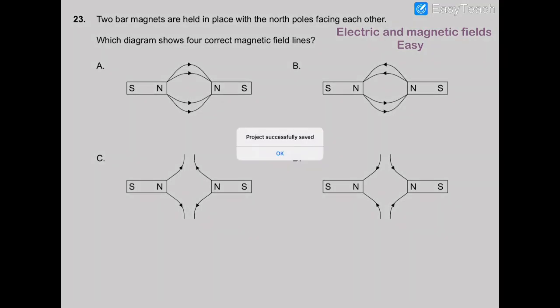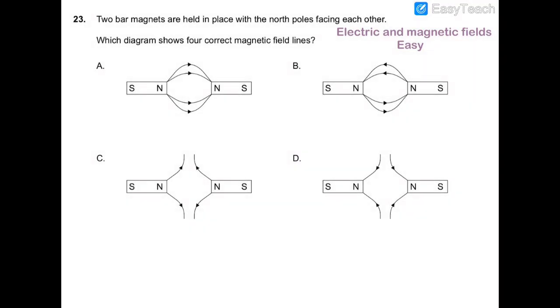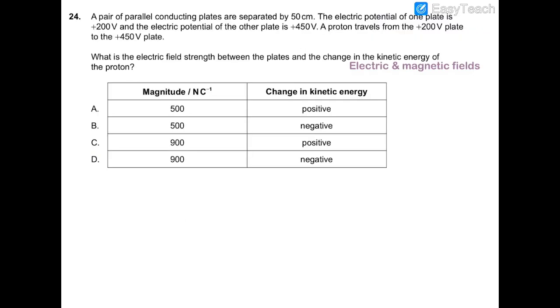In this question, you can see that there are two bar magnets that are held in place in such a way that their north poles are facing each other. So which of the following diagrams represents the correct magnetic field lines? We know that magnetic field lines originate from north and terminate on south outside the magnet. So the correct field line would be option C. Okay, now we move on to the next question.